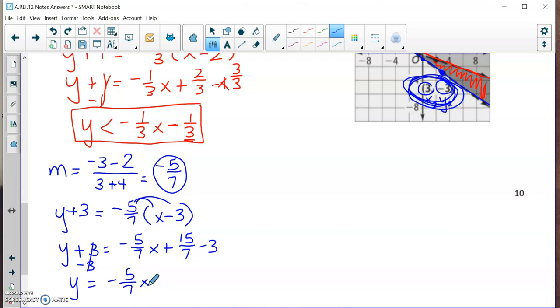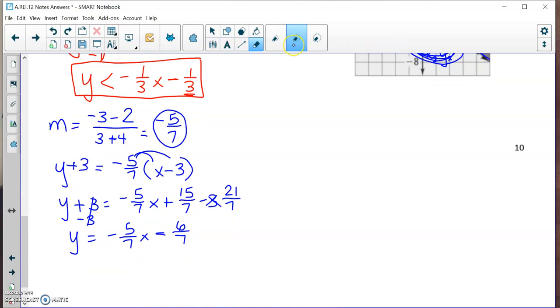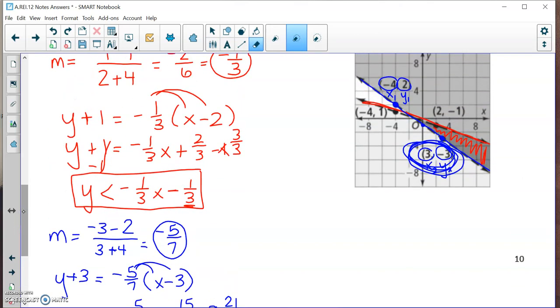I am going to need to convert the 3 to have a denominator of 7. So a 3 with a denominator of 7 is really 21/7, because 21 divided by 7 is 3. So 15/7 minus 21/7 is negative 6/7. And now I'm not going to leave this as an equation because this is an inequality on the graph. So I'm going to erase my equal to sign, and now I'm going to work to figure out what type of symbol I'm going to have as my inequality symbol.